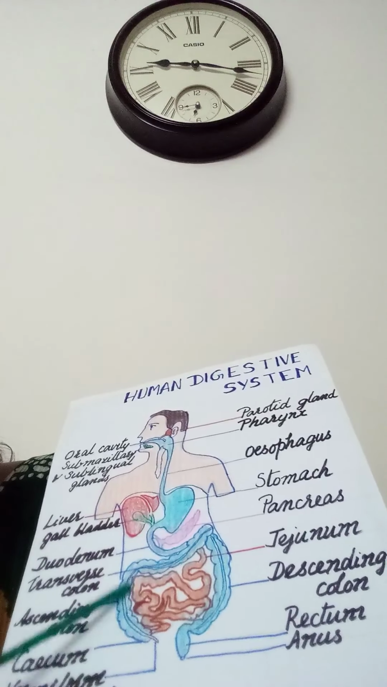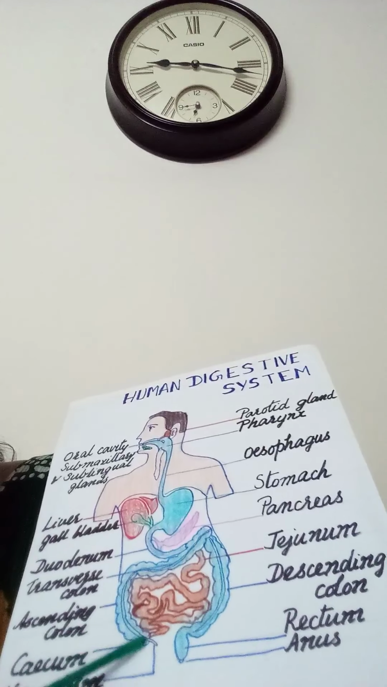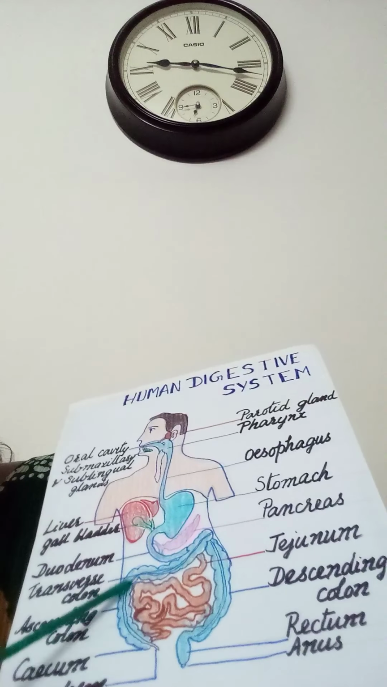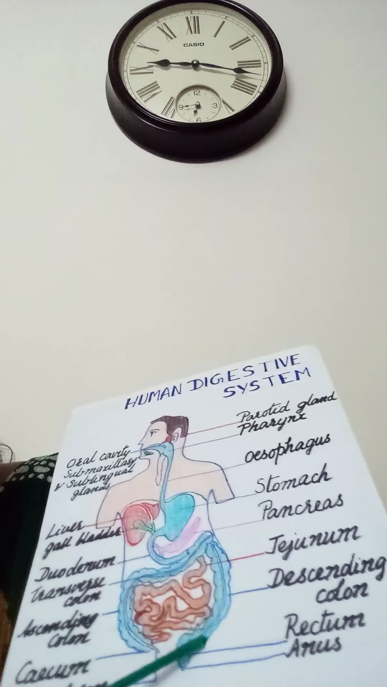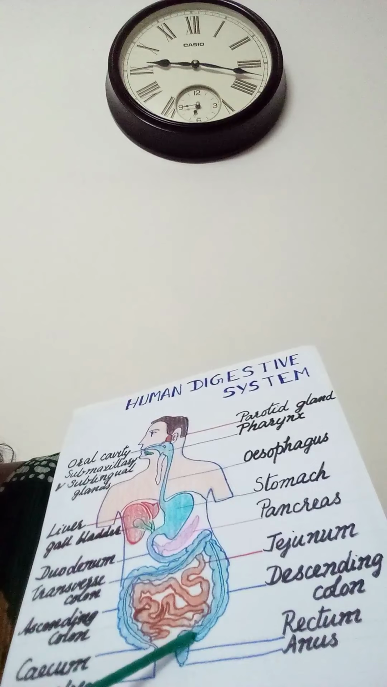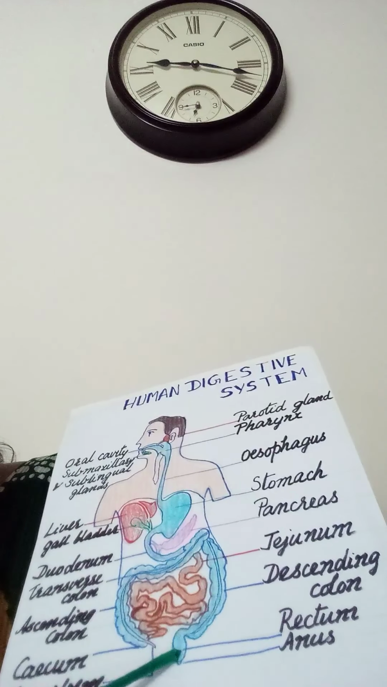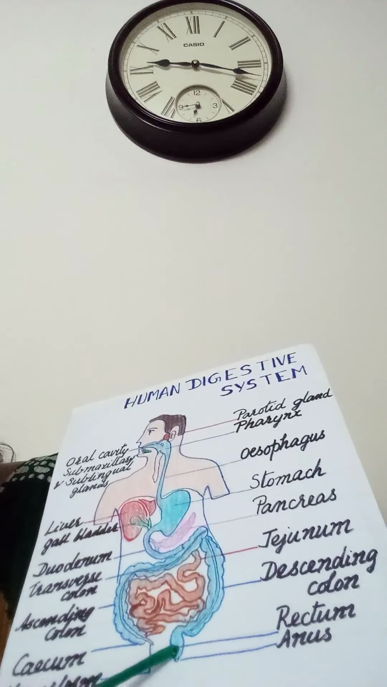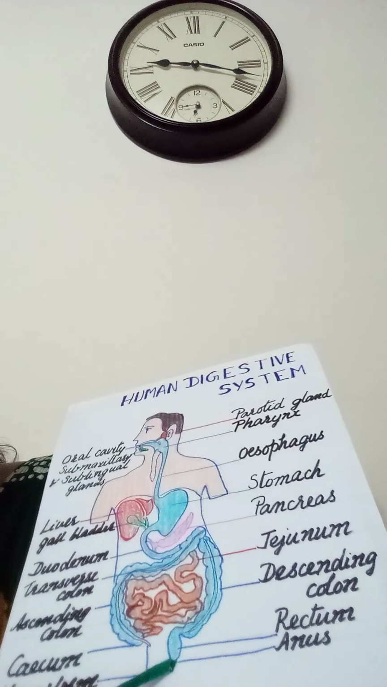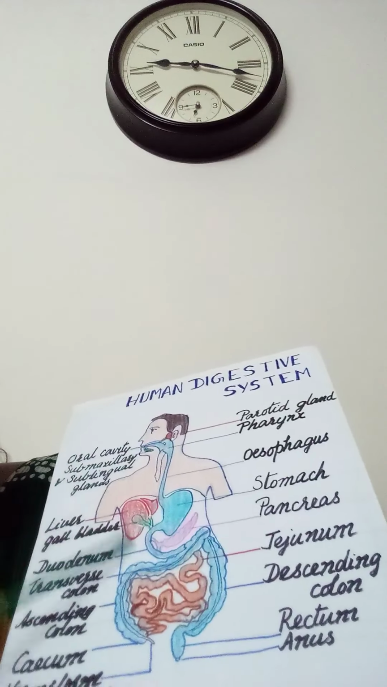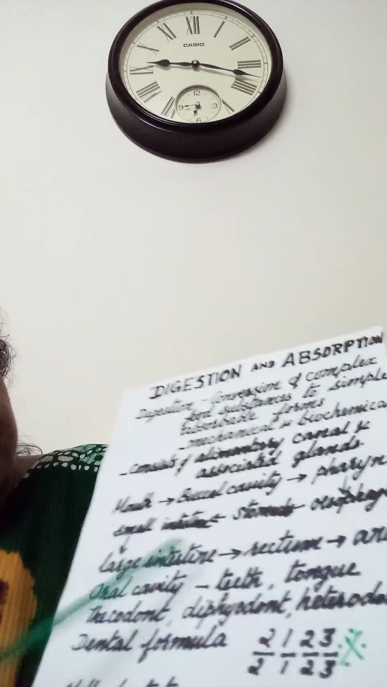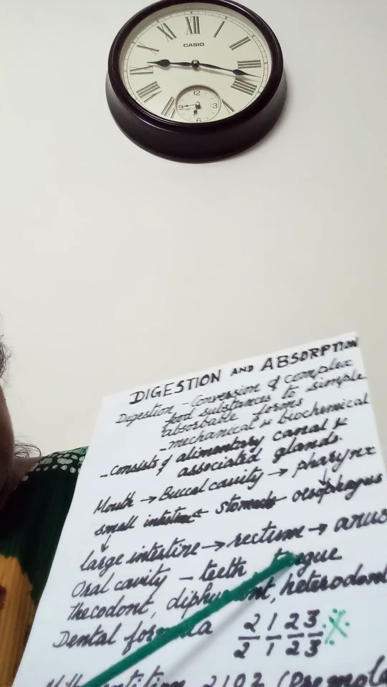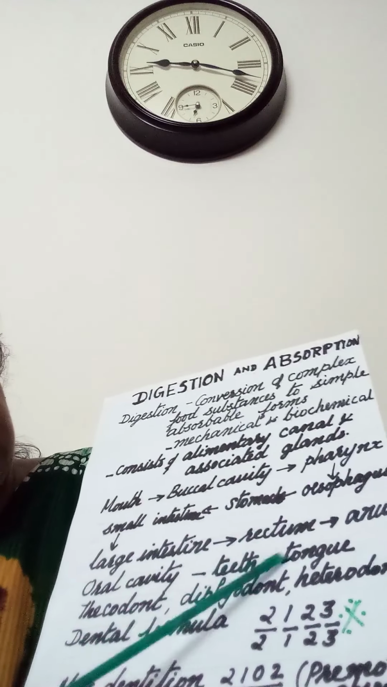Then cecum leads to the colon. Cecum leads to the ascending colon, transverse colon. Then that leads to the descending colon. Descending colon leads to the rectum, where fecal matter is stored. Rectum leads to the anus. So these are the parts of the alimentary canal. Then in the oral cavity there are teeth and tongue. That means in the mouth cavity teeth and tongue are present.